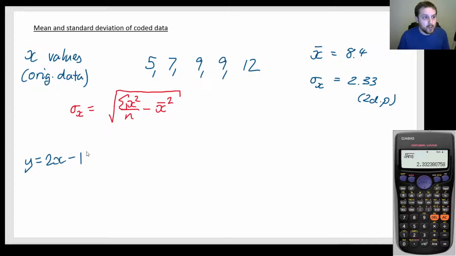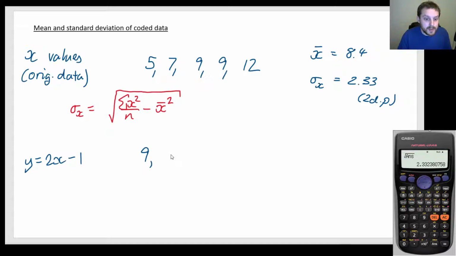So the question is what effect will that have on the mean, and what effect will that have on the standard deviation? I'm actually going to do this manually first, and then I'm going to talk about the reasoning behind it and how we can do this in general. What this actually does is each of these numbers I'm going to double and then take away 1. So 5 doubled is 10, take away 1 is 9.